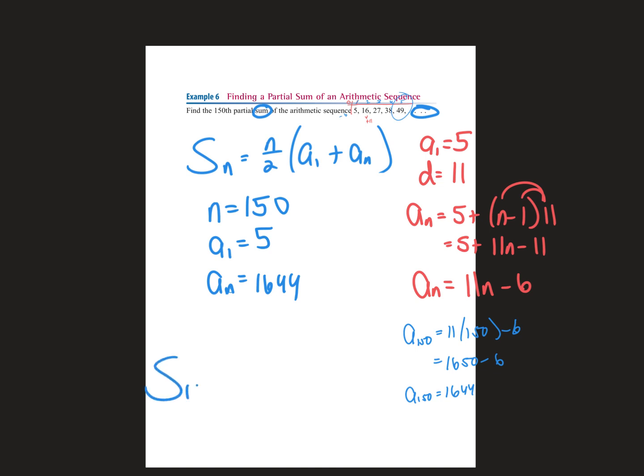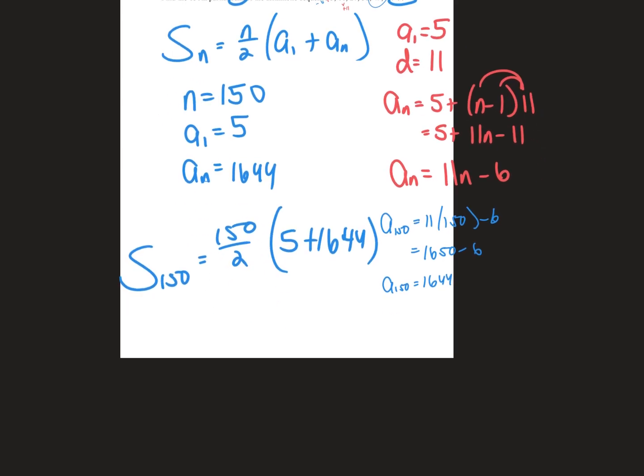So to find the sum of the first 150, I say 150 divided by 2. And then I have my first term, which is 5, plus my last one, which is 1644. Parentheses first, so 1649. And then 150 divided by 2 is 75. So when I add the first 150 terms together, what's the sum? 123,024.